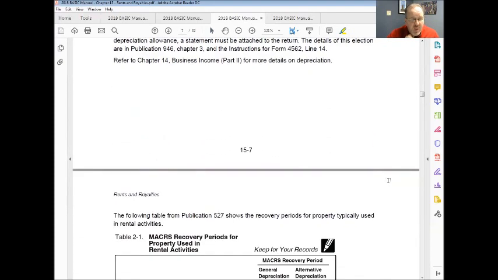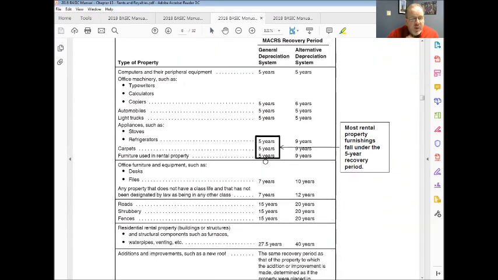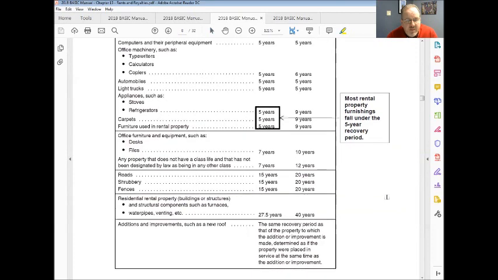But again, when we look at depreciation and the recovery here, some of the things that we put in there that are not capital improvements, that are not permanent, if you will, or part of the structure or add to the value, those are 5 years. We talk about appliances, carpets, possibly furniture that we put in there if we provide a furnished one, okay? We can see roads, shrubbery, and fences down there. And then at the bottom, we have residential rental property.